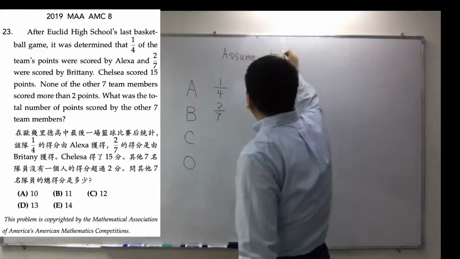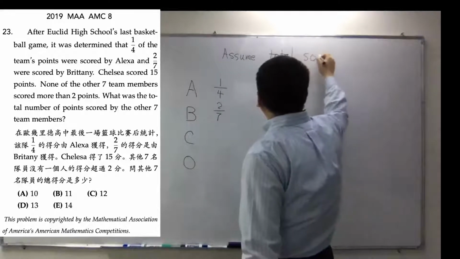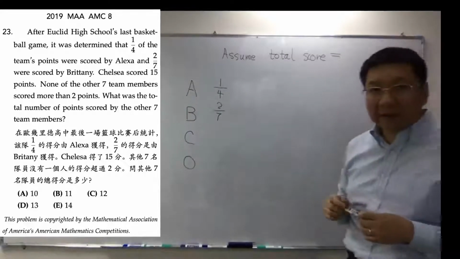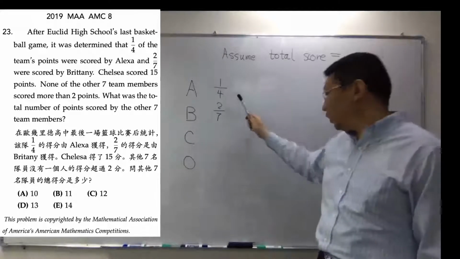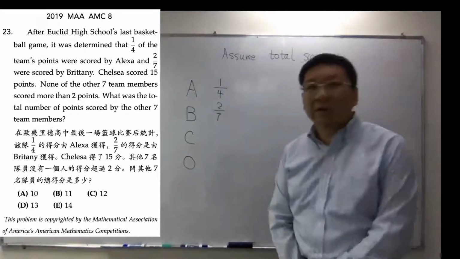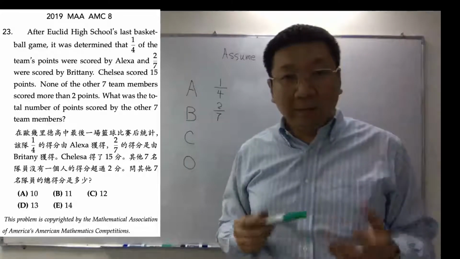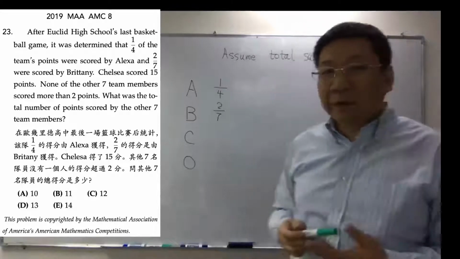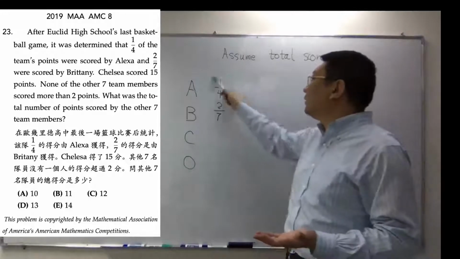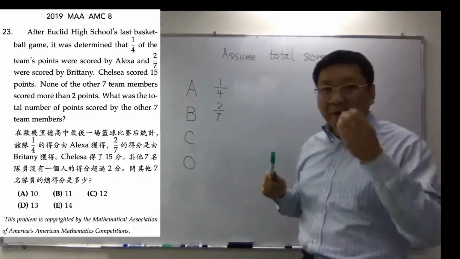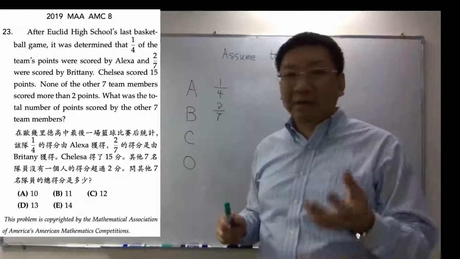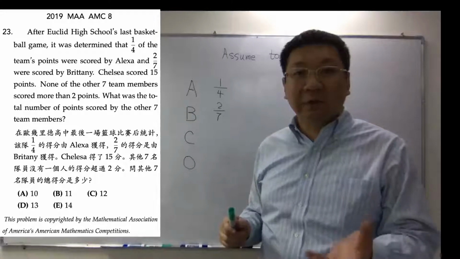The total score, of course, is the integer. And that integer should be divisible by 4. Also, that total score should be also divisible by 7. That's why we can have these fractions. If the total score is 3, A cannot contribute 1/4 of the scores. So a number that is divisible by both 4 and 7 is what? It has to be divisible by 4 times 7, which is 28.